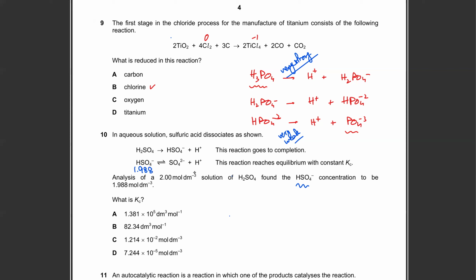Can you tell me what Kc is? And can you tell me what is the concentration of sulfate and H+? And you have to find Kc for this. And you started with 2 mole per dm cube, right? So the first dissociation was complete.